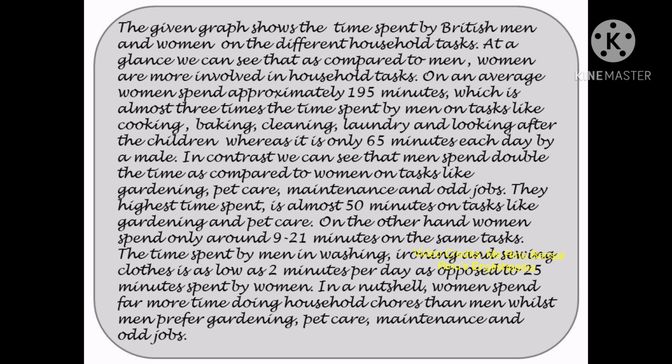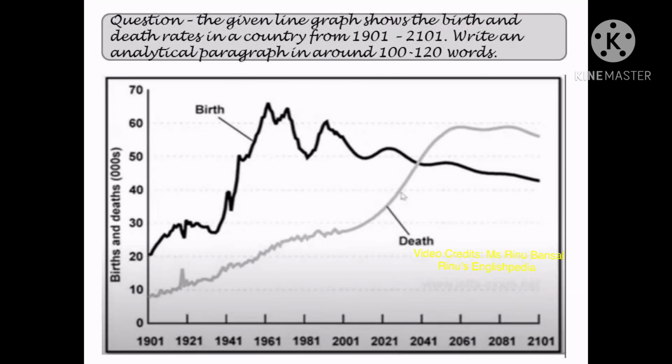The time spent by men in washing, ironing, and sewing clothes is as low as 2 minutes per day as opposed to 25 minutes spent by women. Here we end our body and start with our concluding sentence. In a nutshell, women spend far more time doing household chores than men, whilst men prefer gardening, pet care, maintenance, and odd jobs. Okay, let us take up one more example.